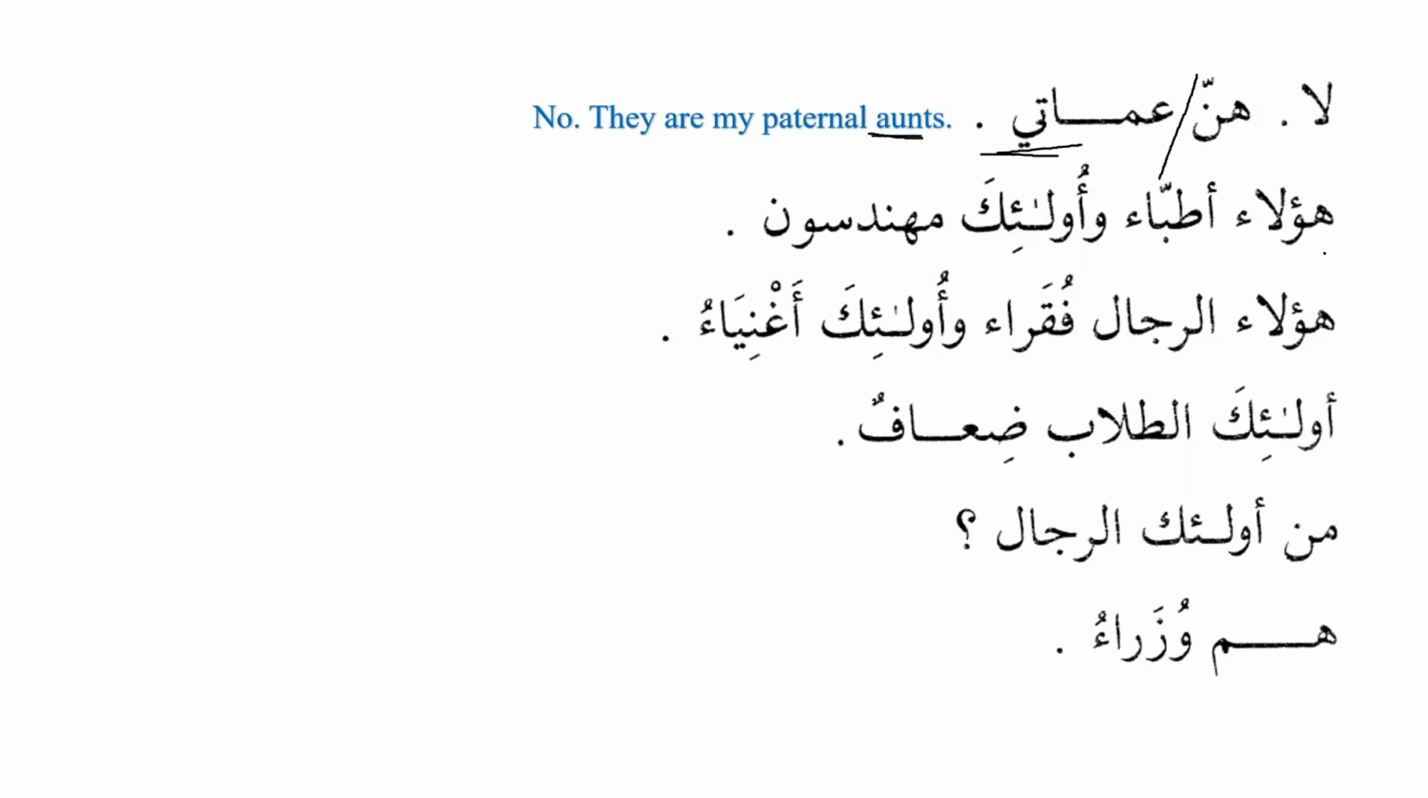هؤلاء أطباء وأولئك مهندسون. So again, we have two small sentences. هؤلاء أطباء, these are doctors. وأولئك, and those are مهندسون, engineers. These are doctors and those are engineers.